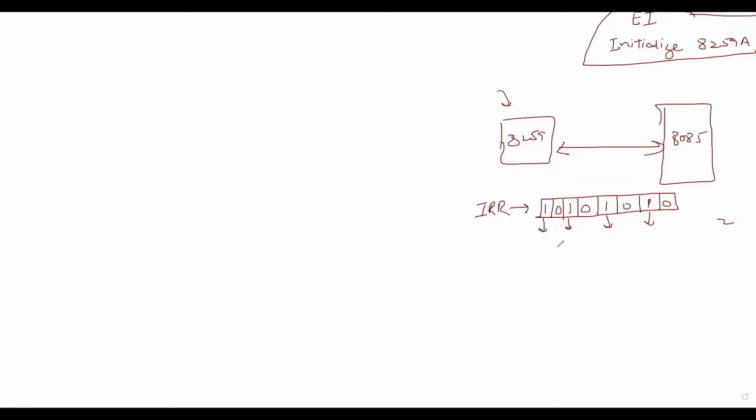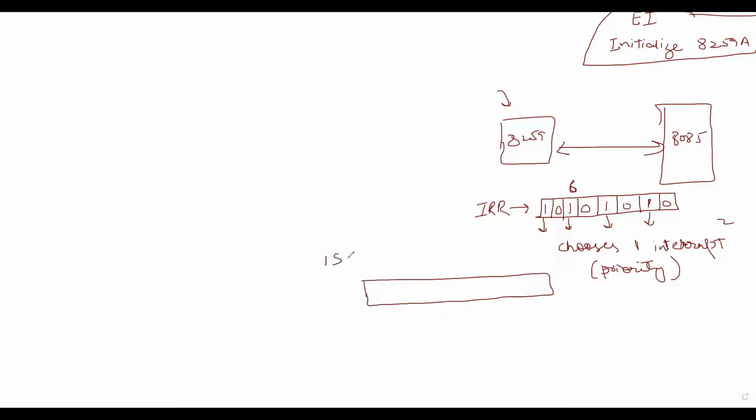Among these 4 interrupts, it chooses 1 interrupt, and the selected interrupt is chosen based on its priority. The highest priority interrupt is selected first. Let's say the one in the 6th position has the highest priority, so it will choose this particular interrupt. After choosing this interrupt, there is another register, the in-service register, which is also of 8 bits.